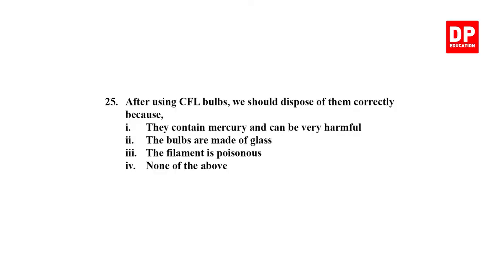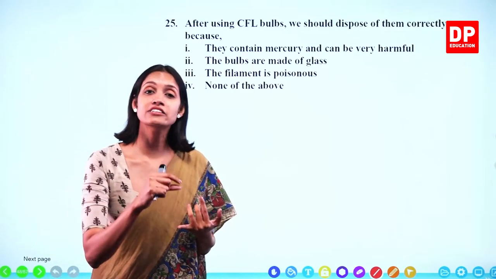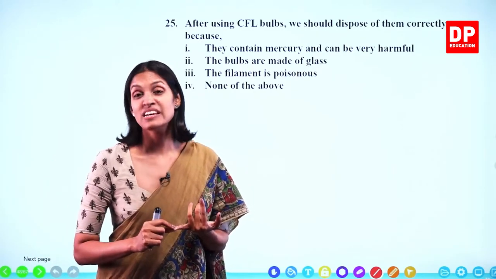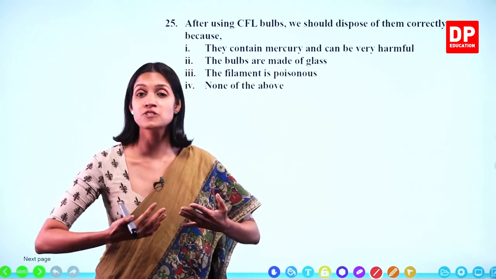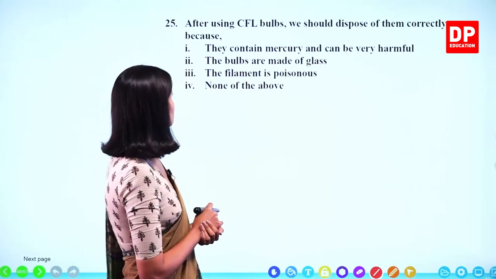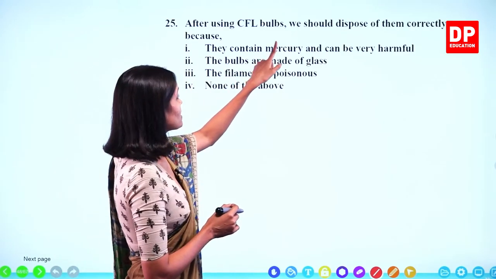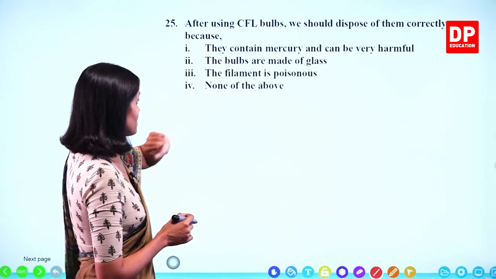25. After using CFL bulbs, we should dispose of them correctly because what is the reason? Do you remember we discussed that inside the tube of the CFL bulbs, there is mercury. Now, mercury is a very harmful substance when it gets exposed to the environment, right? Right. They contain mercury and can be very harmful. That is the answer, but we'll read the rest.